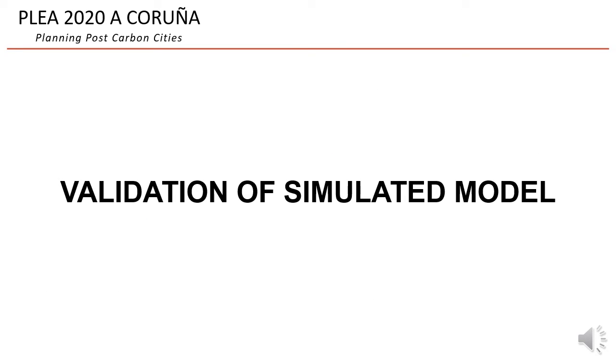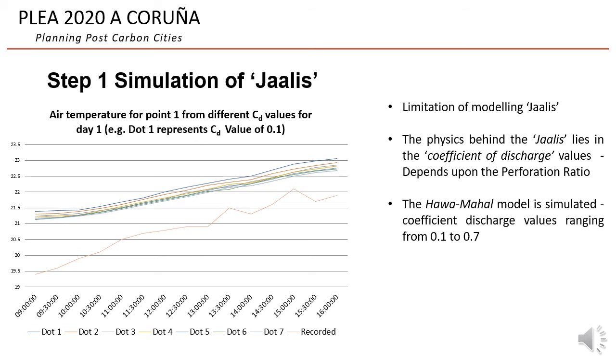Validation is an essential task to ensure that the physical characteristics of the building are adequately modeled. In this case, indoor air temperature is considered as the primary parameter to validate the model. Several steps were followed to validate the simulated model, which we can see in the next slides. The major complication arising in the simulation was the accurate modeling of the jalis, or the lattice screen. Hence, an alternative method was applied in the simulation process.